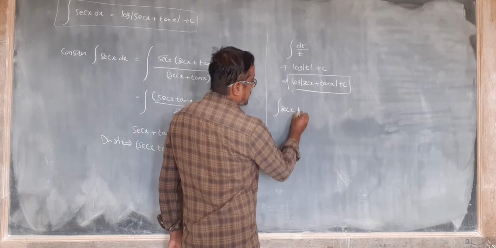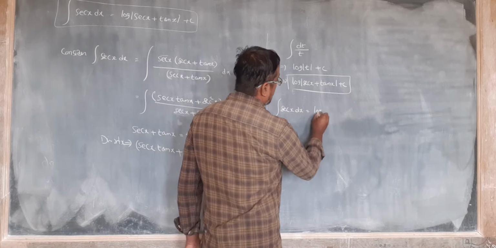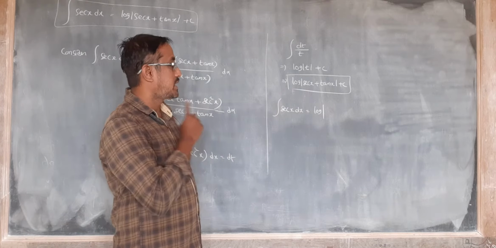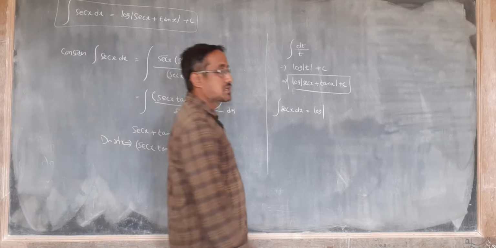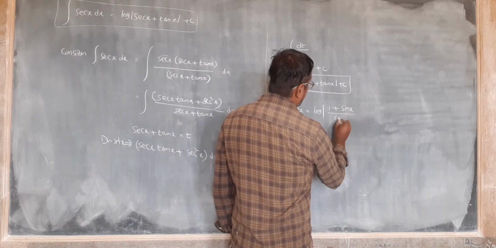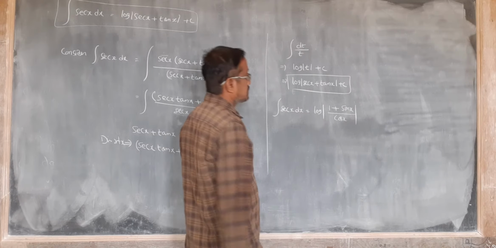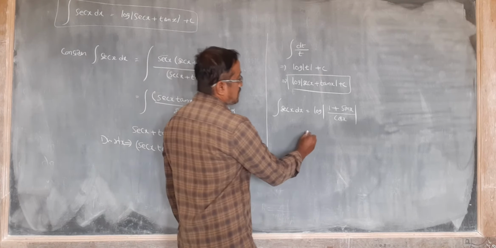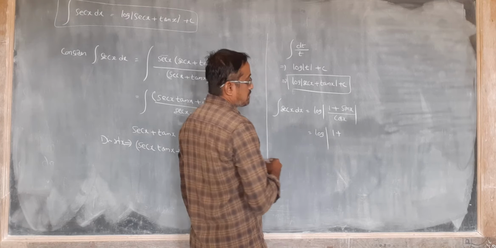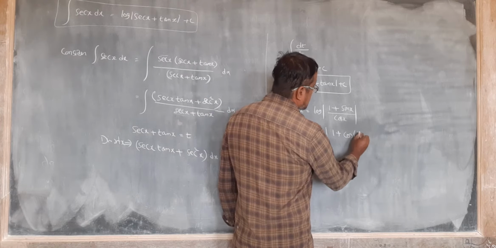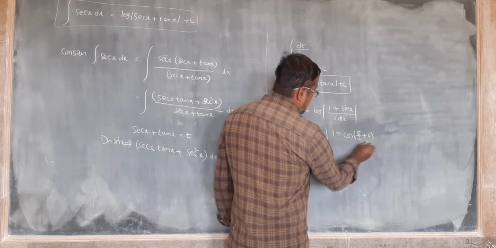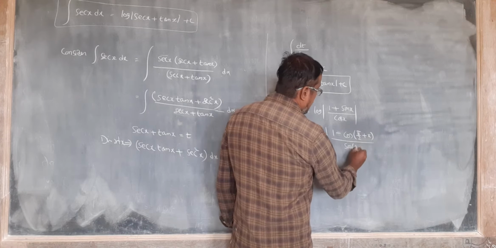Integral secant x dx is equal to log mod. Now secant x can be written as 1 by cos x and tan x can be written as sin x by cos x. So that is 1 plus sin x by cos x. Now log mod, this can be written as 1 minus cos of pi by 2 plus x by sin of pi by 2 plus x.